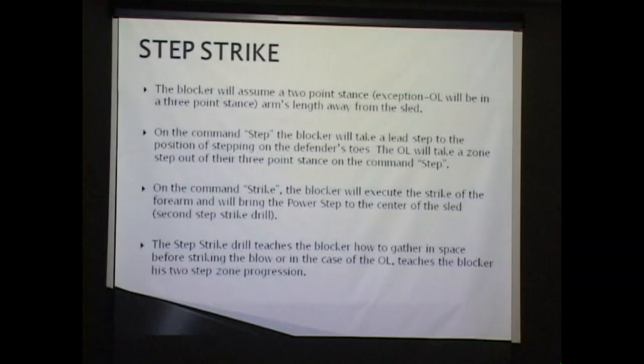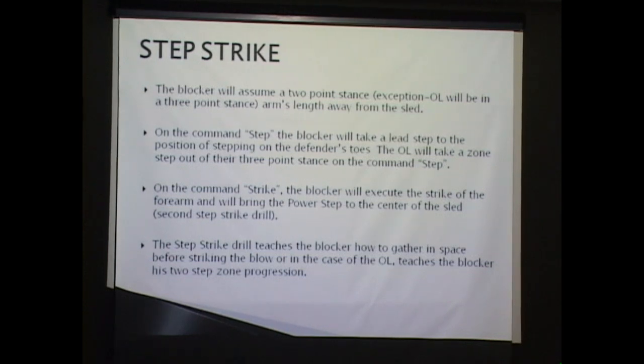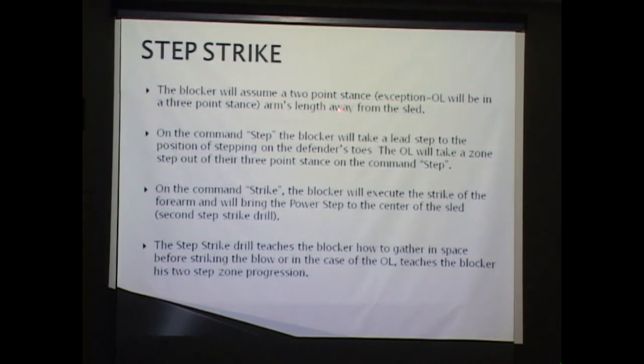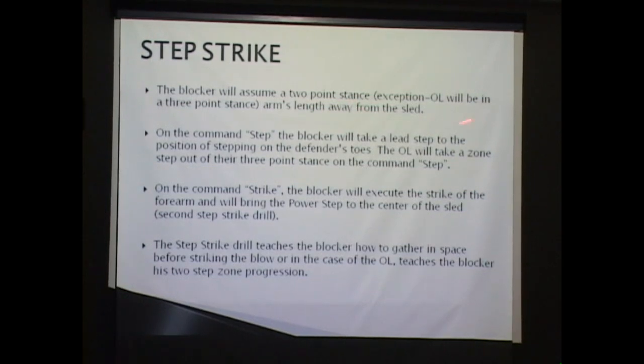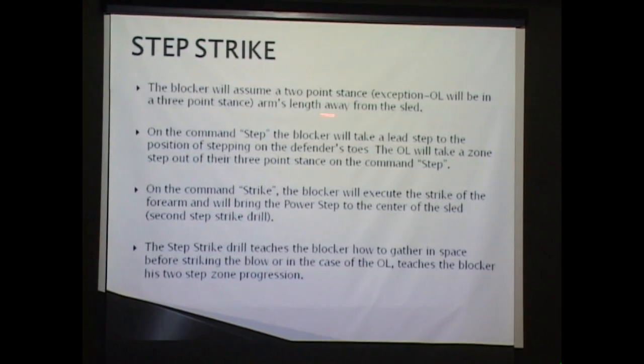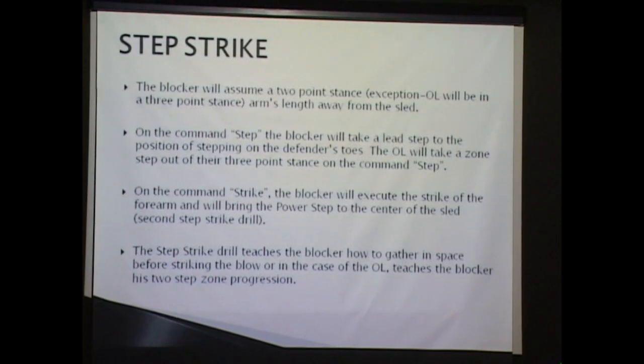Third phase now is the step strike. So now we've got to teach the blocker how to take a step and then deliver the blow with the power step. So some people call this a rollover step. We teach it with a zone step. As we said earlier, 80% of the pistol offense is zone blocking up front. The blocker will assume a 2-point stance with the exception of the O-line. We'll be in a 3-point stance, arm's length away from the sled.